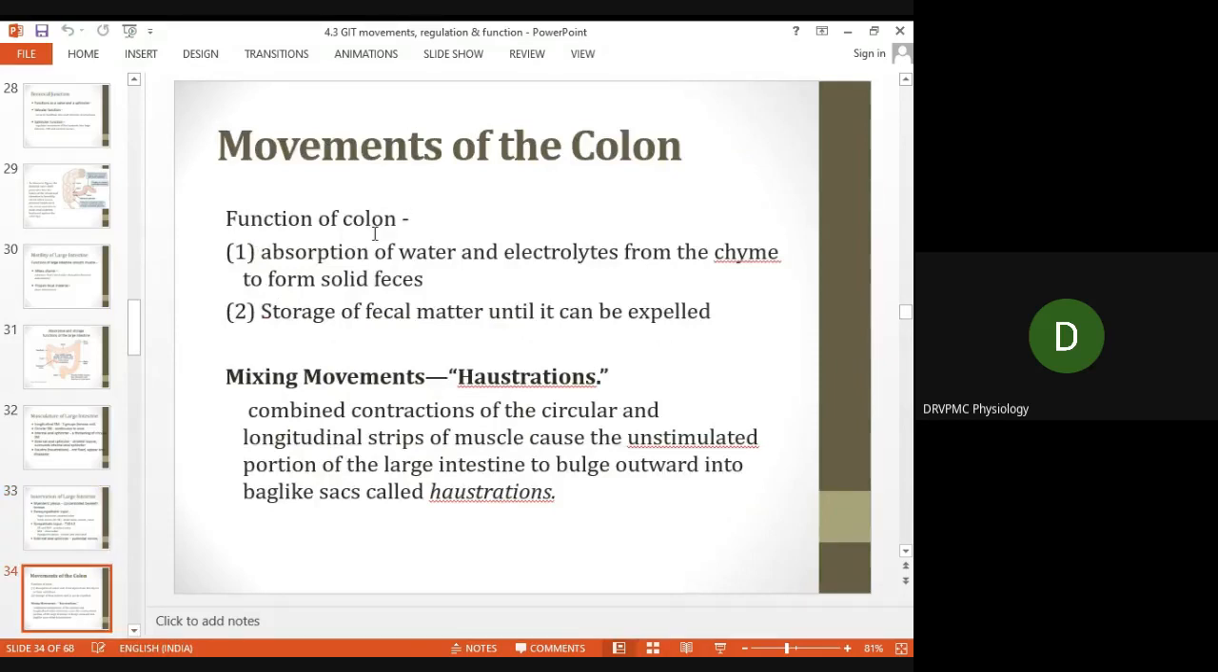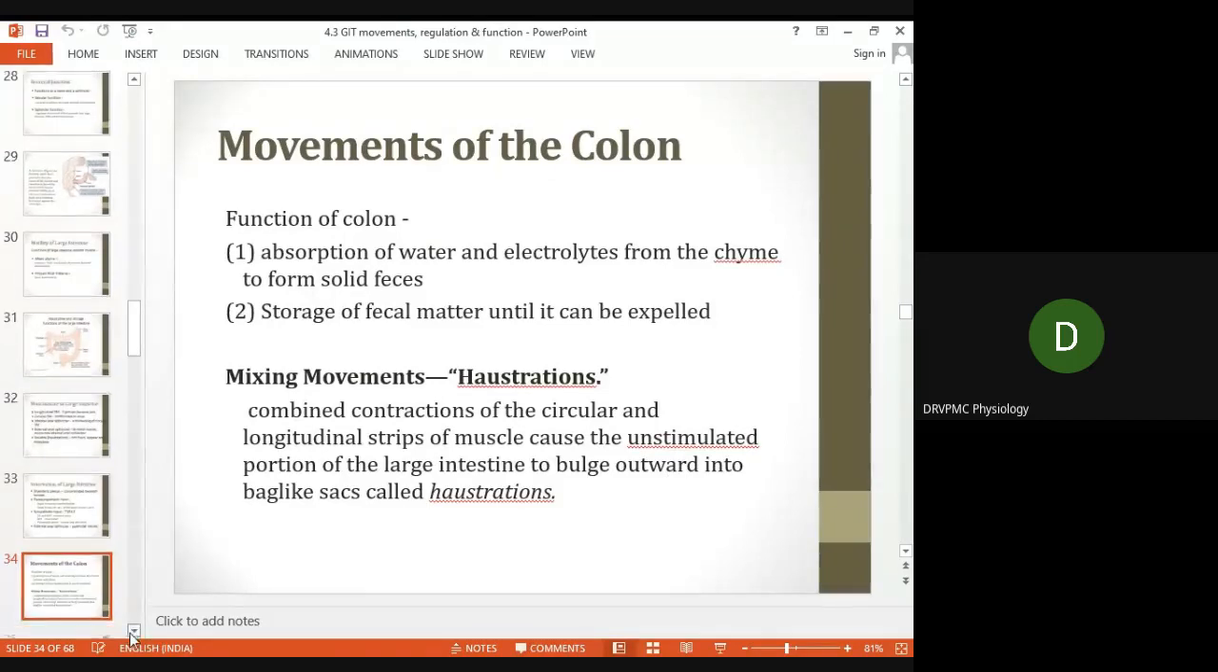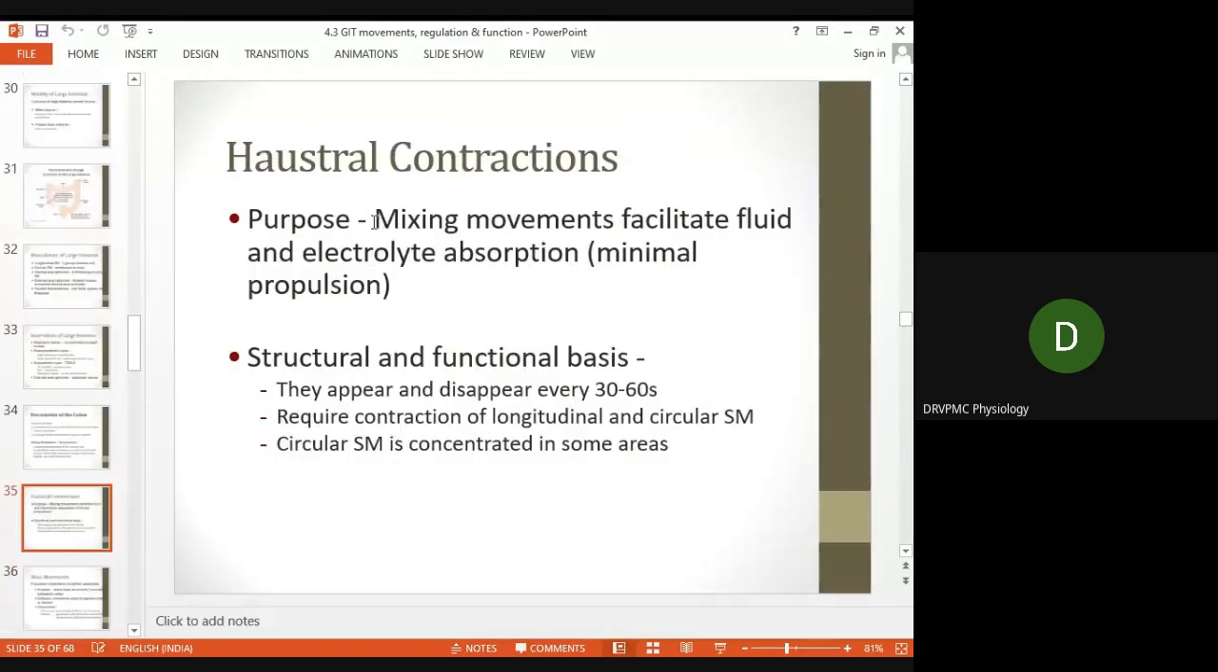Coming to movements of the colon, the function of the colon is mainly absorption of water and electrolytes from the chyme to form solid feces, and storage of the fecal matter until it is suitable to be expelled. The mixing movements that occur in the colon are also called haustrations. These are combined contractions of the circular and longitudinal strips of muscle which cause the unstimulated portion of the large intestine to bulge outward into bag-like sacs called haustrations. Haustral contractions.